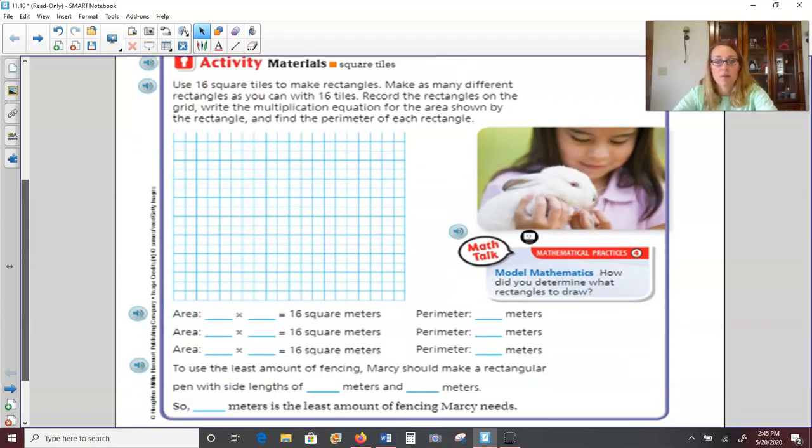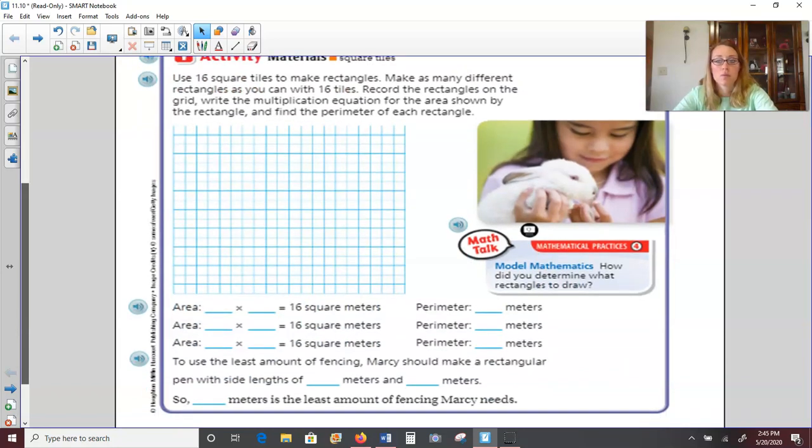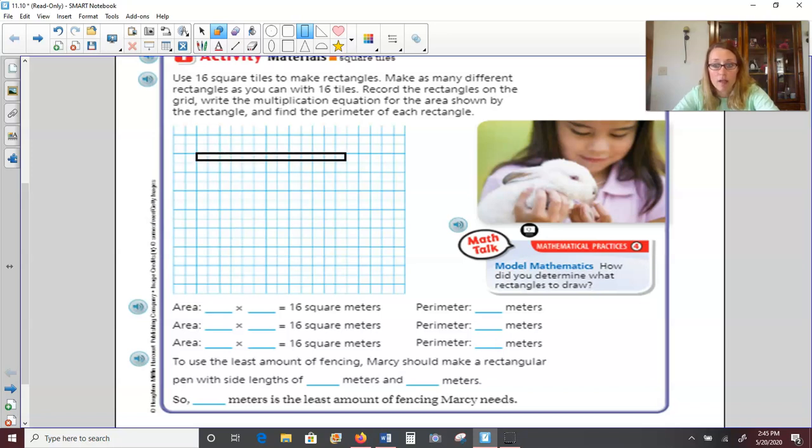So they give us some grid paper here that we could use. If we were in school, we would have little square tiles that we would actually use to manipulate making a pen. Now remember, we can't have any fancy shapes here. She wants it to be a rectangular pen. So let me get my rectangular drawer out to help us. And I'm just going to start by drawing a rectangle and covering 16 square units. So I could just make one very, very long rectangular pen. Let's see, 1, 2, 3, 4, 5, 6, 7, 8, 9, 10, 11, 12, 13, 14, 15, 16.